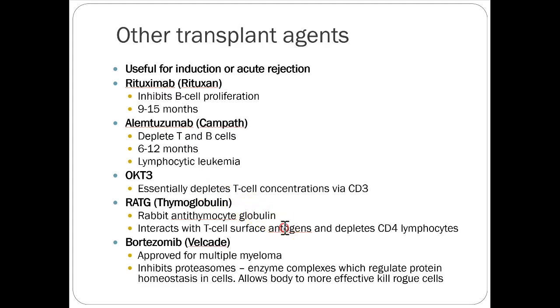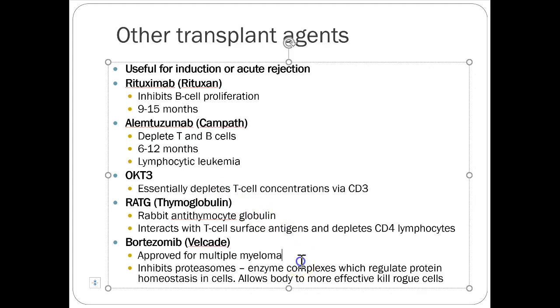Bortezomib is a new medication. Let me correct my spelling there. It was bugging me. Bortezomib or Velcade is approved for multiple myeloma, and during the chemotherapy lecture I talked about those tyrosine kinase inhibitors. This isn't really a tyrosine kinase inhibitor, but it's kind of in the same family. It inhibits proteasomes, which is an enzyme complex resulting in regulation of protein homeostasis in cells. So what this does is it allows your body to more effectively kill rogue cells, which for multiple myeloma you have cells that are possibly producing proteins at a really fast rate that general chemotherapy can't keep up with. This drug works a little bit differently.